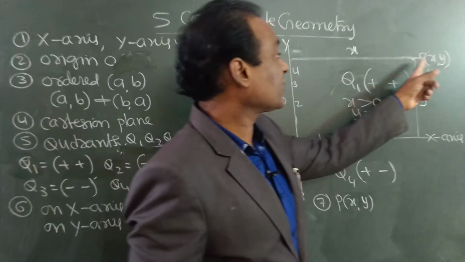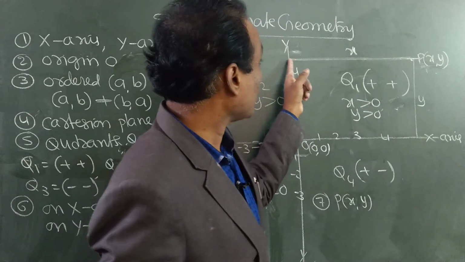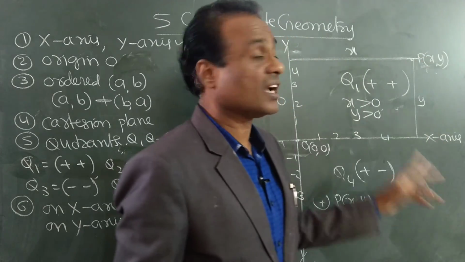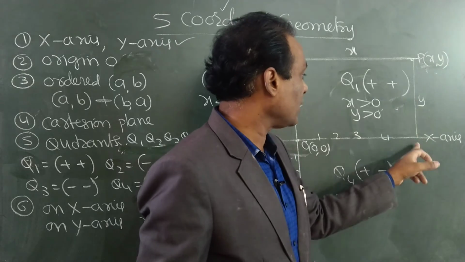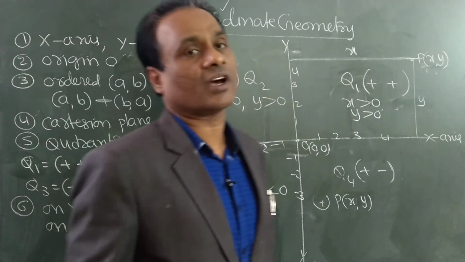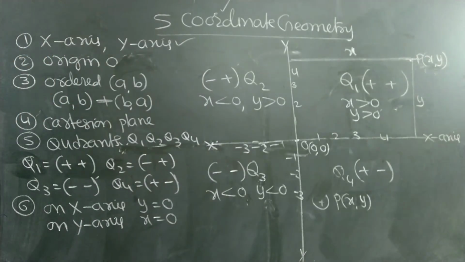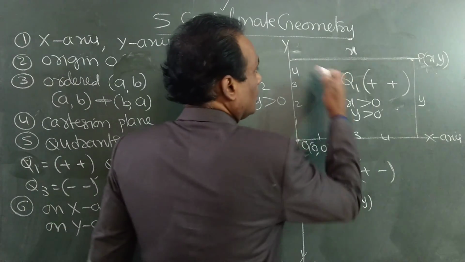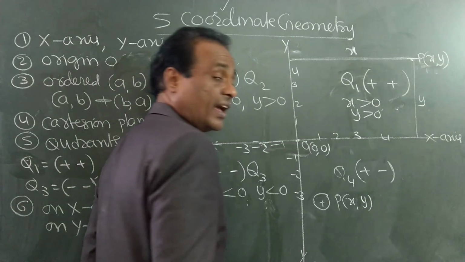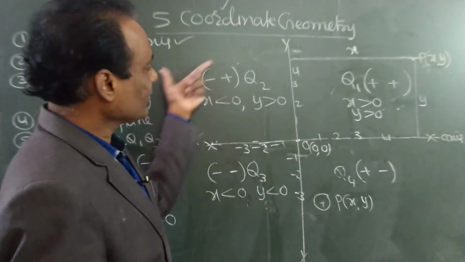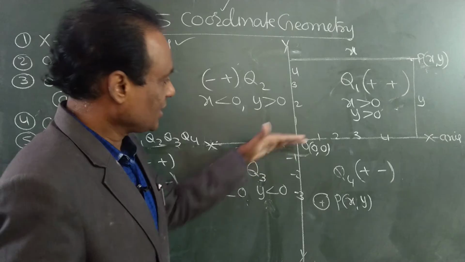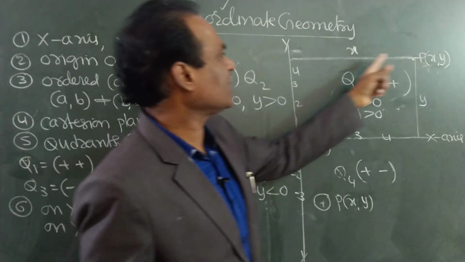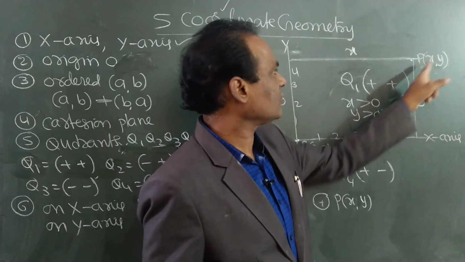Suppose this is a point x comma y, what does x represent? This horizontal distance is x. Vertical distance is y. Horizontal is x, vertical is y. Then it becomes x comma y. So this horizontal distance becomes x value, but if it is this side, it is denoted in negative terms. If it is this side, y value will be denoted in negative terms. But this horizontal distance is x, vertical is y.